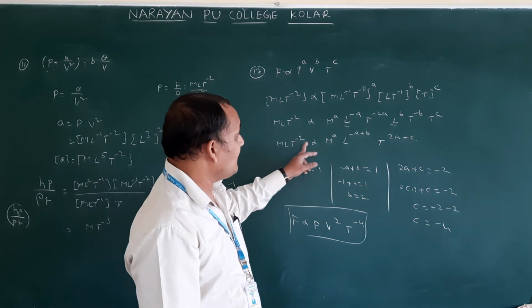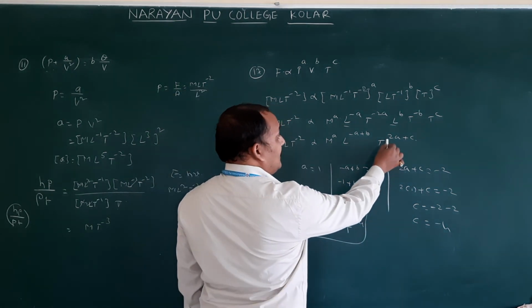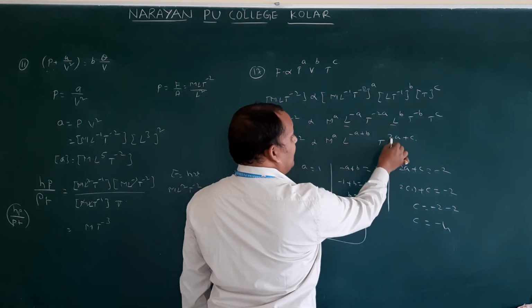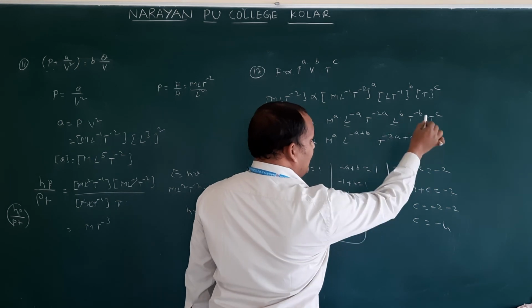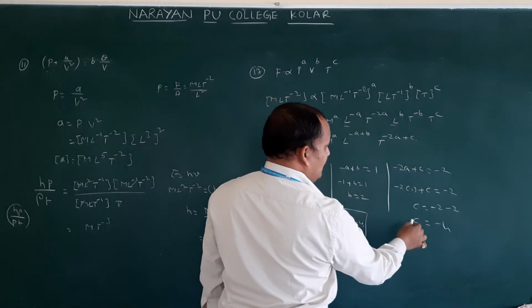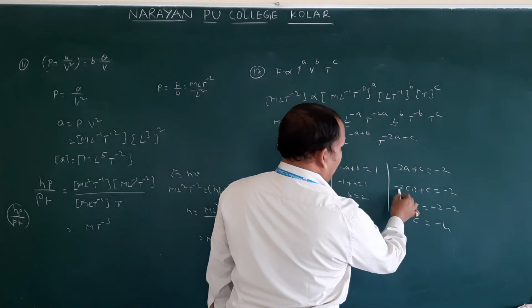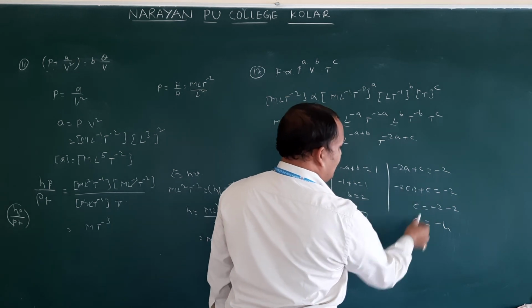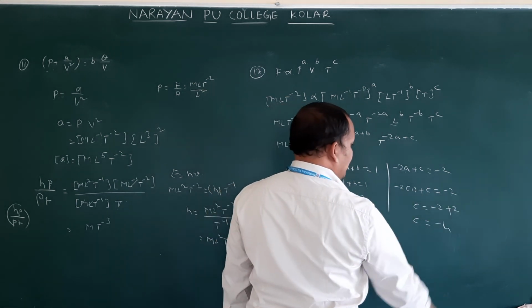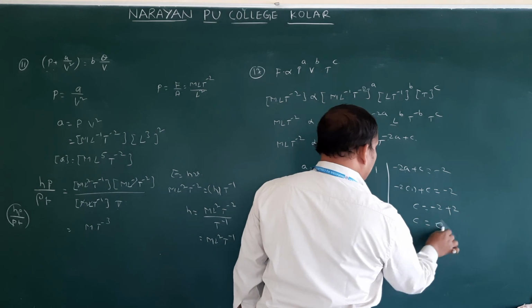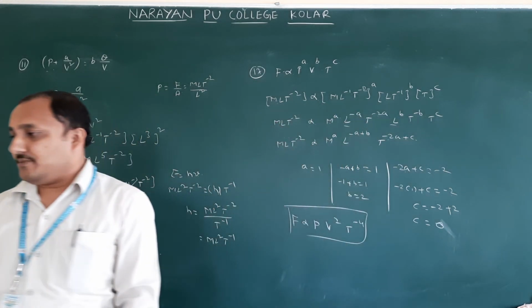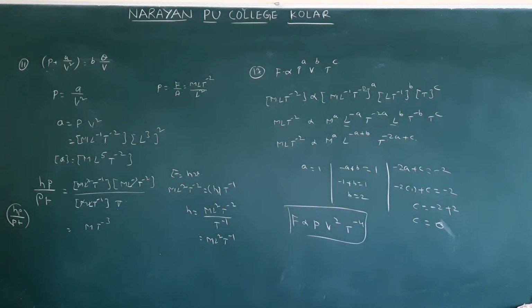So here we got minus 2a plus c. Here we have taken minus 2a, we have taken plus 2a. This is minus 2a plus c, minus 2. Minus 2 is going to become plus 2 on the right side, then this is going to become 0. So c is going to become 0.